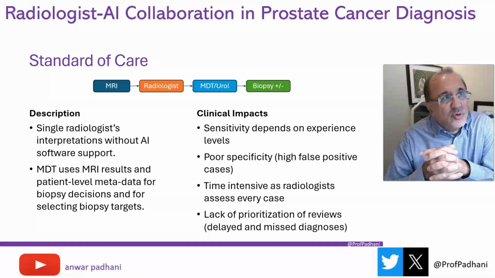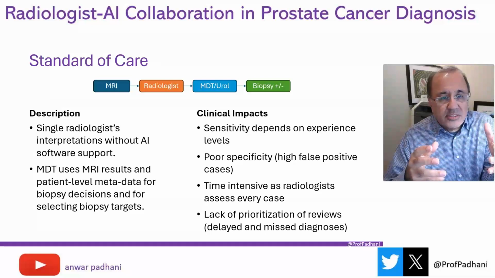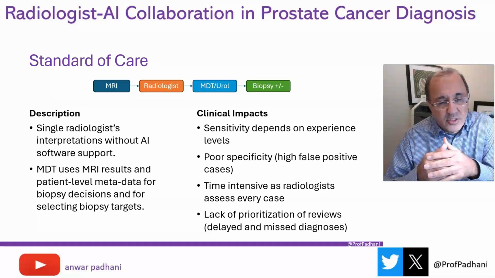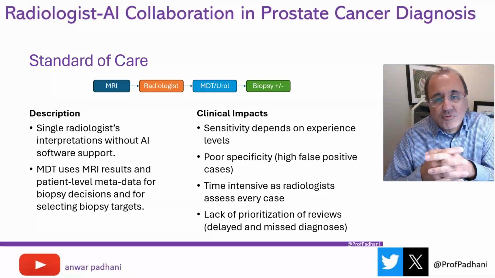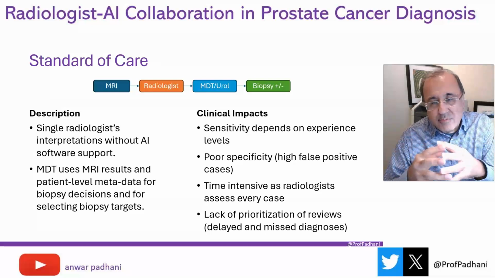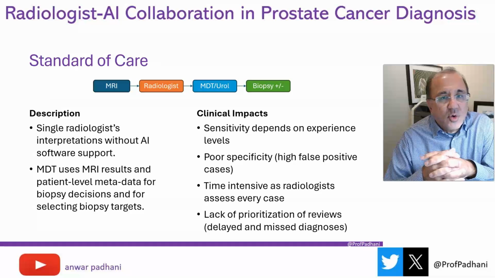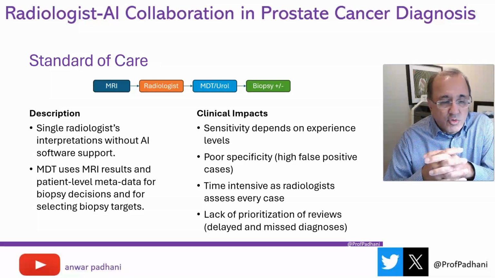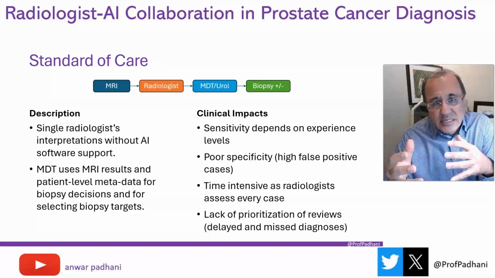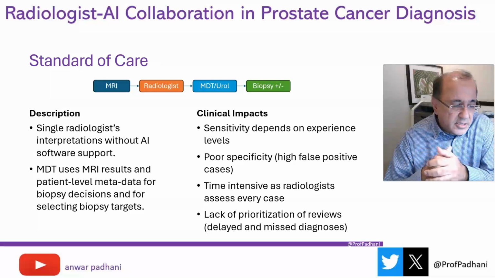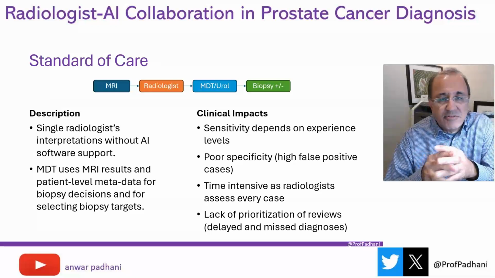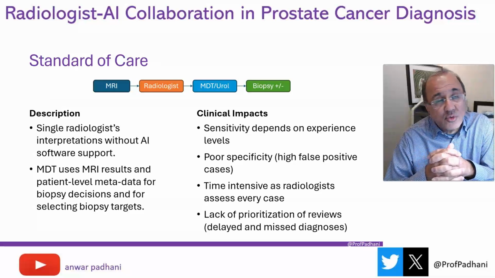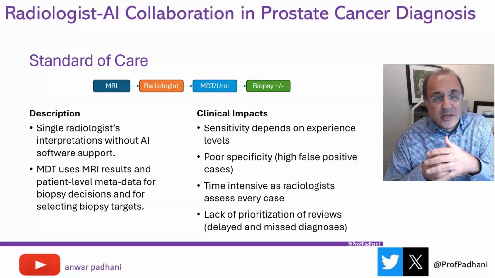So as you know, currently we use an MRI scan which is analyzed by radiologists, and that feeds through to the urologist in an MDT situation where a biopsy decision is made. This is usually done by a single radiologist, and the MDT uses clinical metadata, PSA density, family history, that sort of thing, to decide on the need for biopsy.